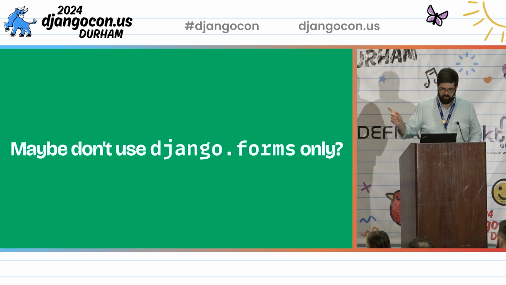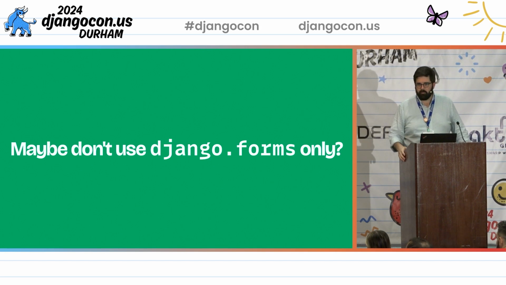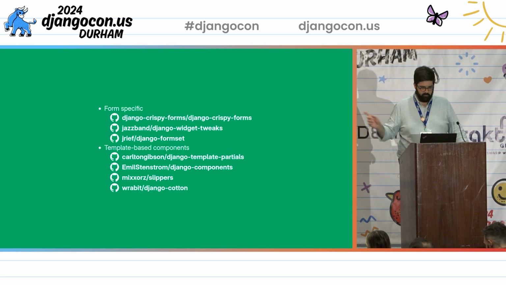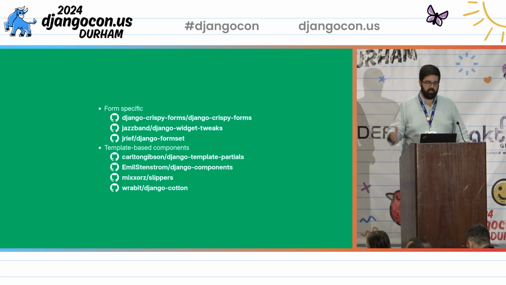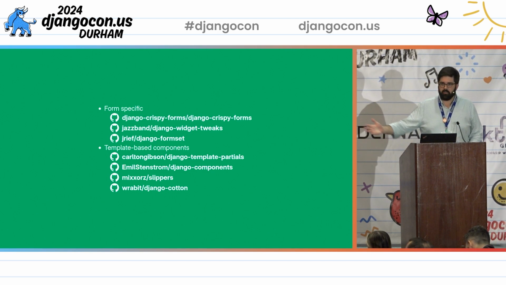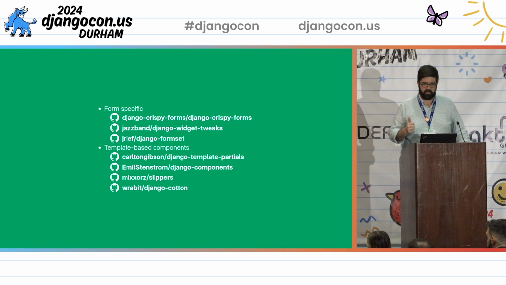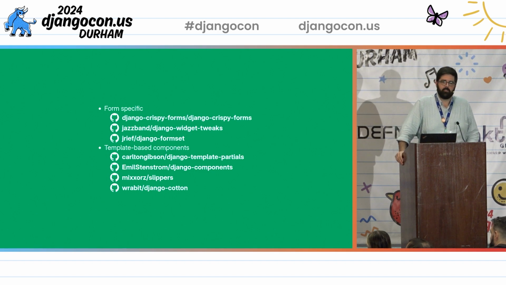Next up, the last one is maybe don't use Django forms, and I'm obviously being a little facetious there. Maybe don't use Django forms only. And this is probably a pretty common practice. We have a bunch of awesome third-party libraries. Django Crispy Forms obviously is the most popular one. There's Django Widget Tweaks, probably equally as popular. There's an interesting one that I've been wanting to play with, Django FormSet. It is kind of a rethink of the Django form library and does it in its own way, and it allows for grouped fields and grouped form sets.